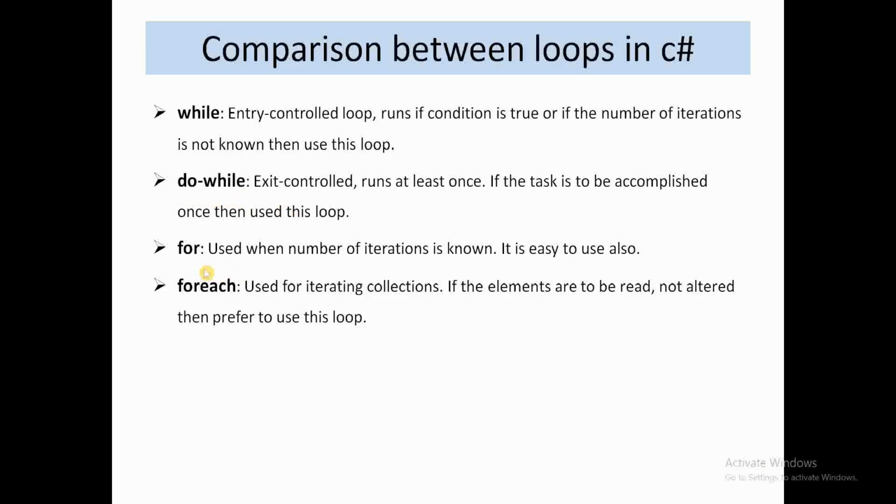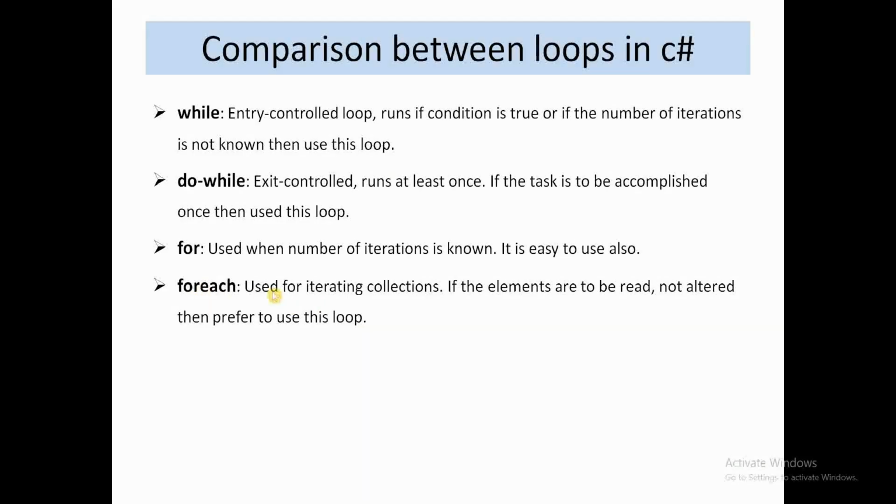And next we have the for loop, used when the number of iterations is known. It is easy to use also. As we already saw, in a for loop we provide an initialization value, then the condition, then the iteration, which will increment or decrement. It is easy to use where we know how many times it will iterate the code block. So in that scenario we can go with the for loop.